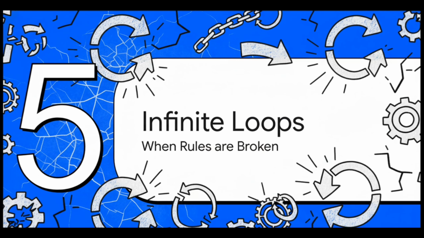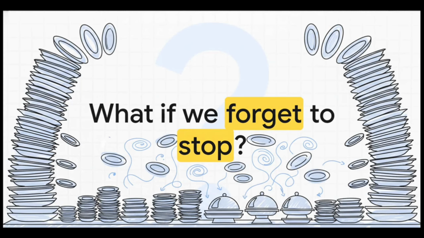What happens when our strict rules are broken? Seriously, what if we forget to tell the function to stop? I want you to picture that buffet plate analogy again, but imagine the kitchen is severely glitching out. It just never ever runs out of new plates to pile on top. The plates just keep coming and coming.